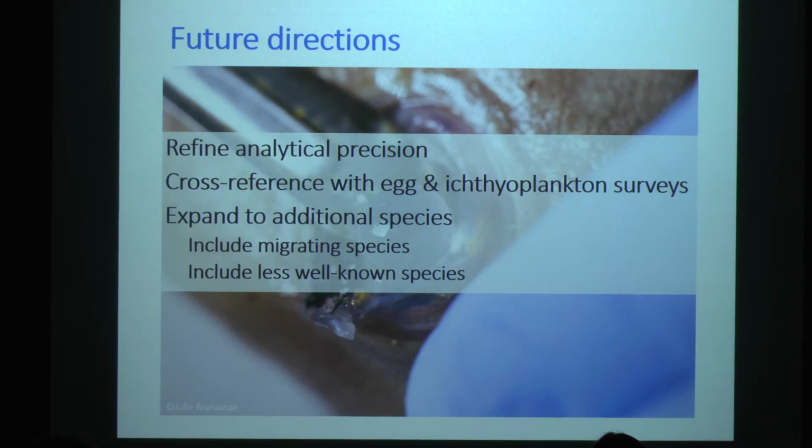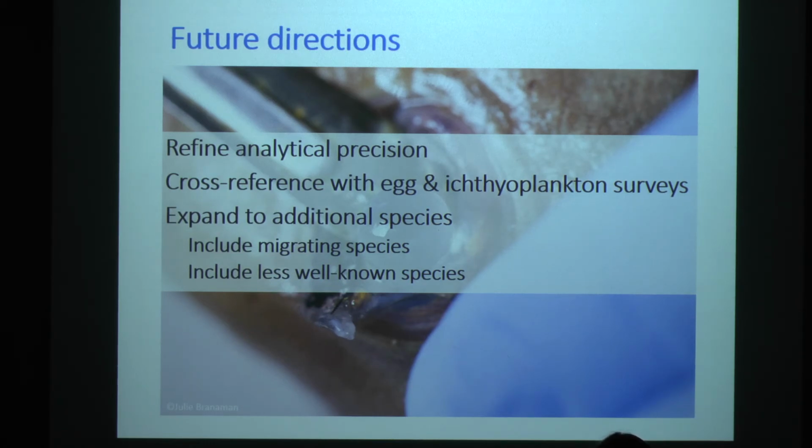No scientific work is ever finished. There's always more that can be done. And of course, refining analytical precision is the number one priority, both in mechanical peeling of the lenses themselves and because we have a new IRMS that can use a much smaller sample. We can get an even finer resolution to this data.